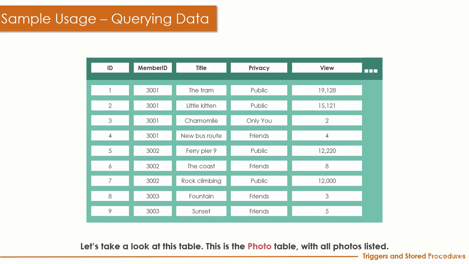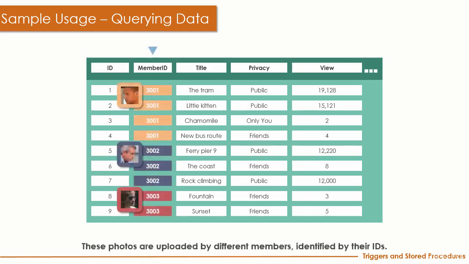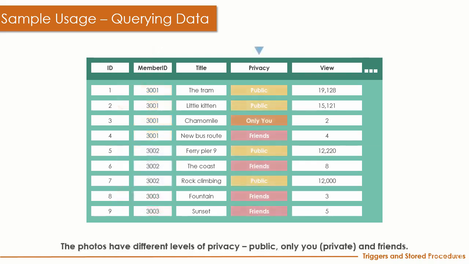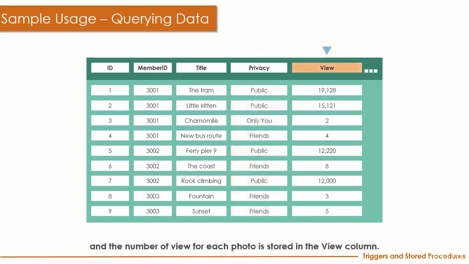We have a photo table to store the photos, and you see there is a member ID column storing who uploaded the photo, who owns the photo, and we have a privacy column which shows the visibility of the photo. Public means everyone can browse the photo. Only you means only you, the owner, can view the photo. Friends means someone in your circle or in your contact list can view your photo. And the third column is the view. This is the view count.